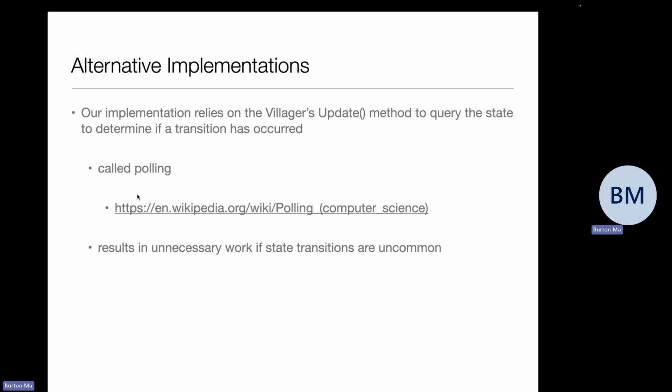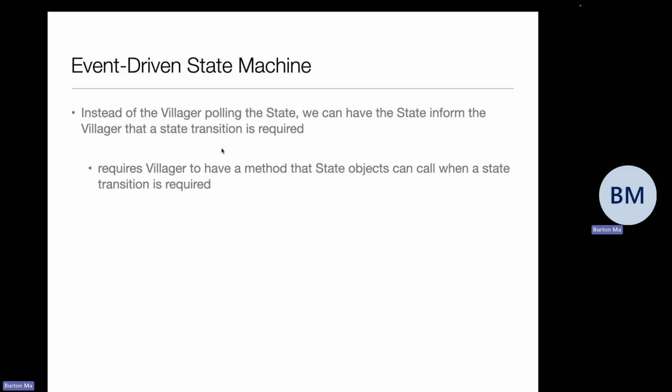Lots of devices poll, but it's kind of unnecessary in this case, right? There's no point in asking the state, have you transitioned, if you know the state is not transitioning very often. So is there a better way to do this? The answer is yes. Instead of the villager polling the state, you can put the responsibility onto the state itself. So you can have the state inform the villager that some transition has occurred.